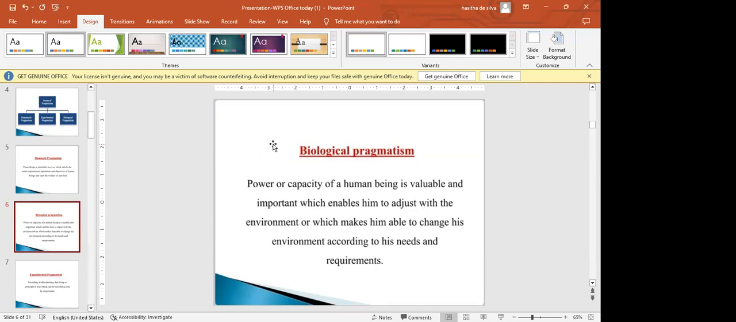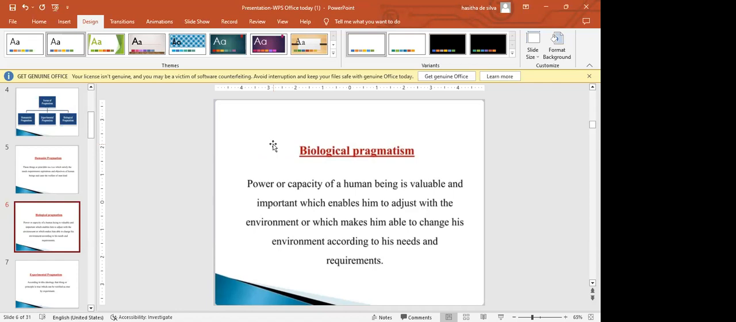and environmental influences. At the same time, biological pragmatism maintains the core pragmatist principles of focusing on the practical consequences and outcomes of beliefs and action. It emphasizes the need to evaluate ideas and theories based on their effectiveness and utility in addressing real world problems.